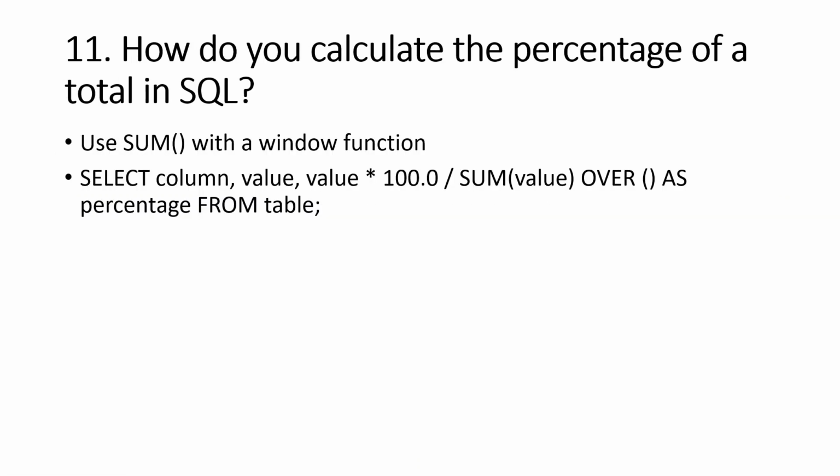Next question is how do you calculate the percentage of total in SQL? So you use the sum function in order to calculate the total, and you can use a window function. So here we select a column, then value times 100 divided by sum of value over, and inside over you do not have to specify anything. Now this will take the overall sum of the entire column that you specified in the sum function. So this is how you calculate the percentage of total for each row in that table.